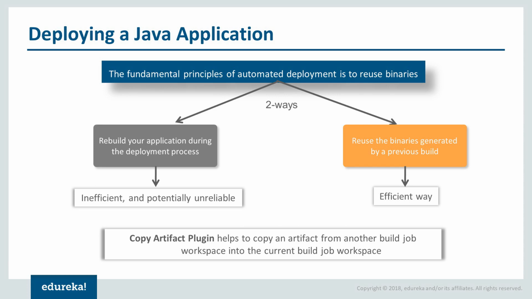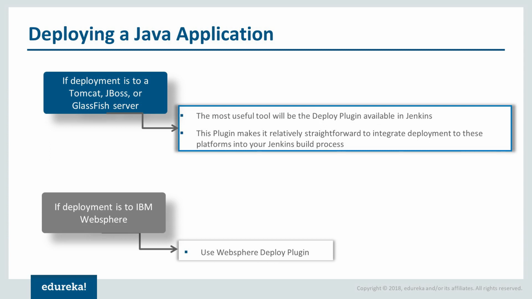This helps to copy an artifact from another build job workspace into the current build job workspace. That typically would be your first step when you are writing a deploy job. So deployment, if it needs to be done on a Tomcat or a JBoss or a Glassfish server, the most useful tool will be the deploy plugin available in Jenkins.